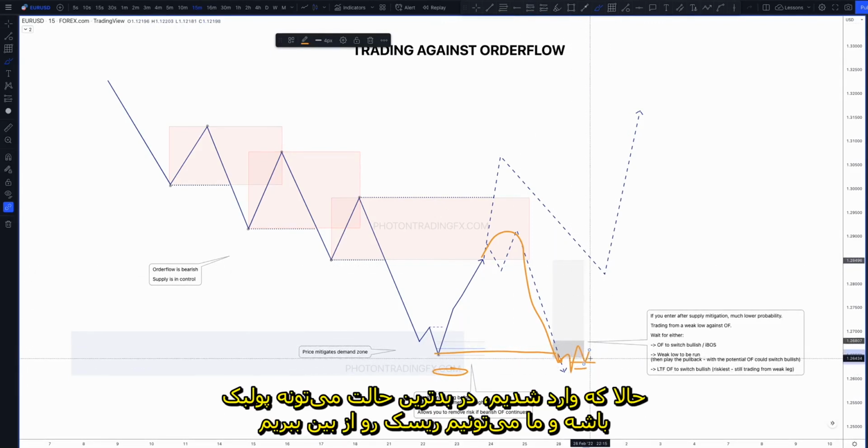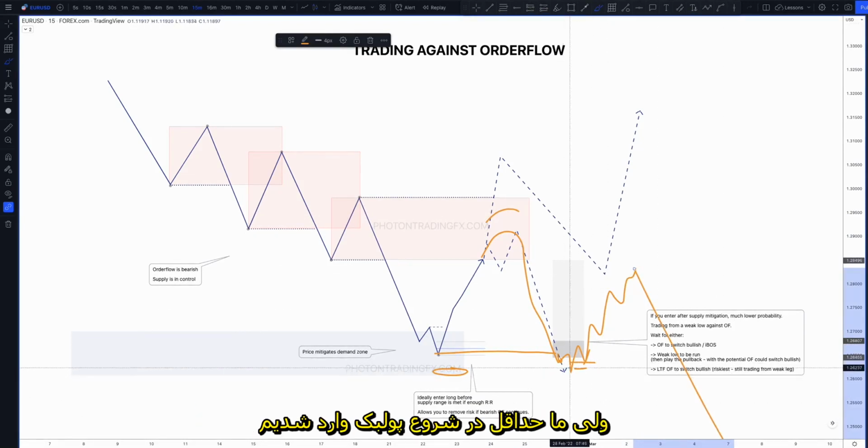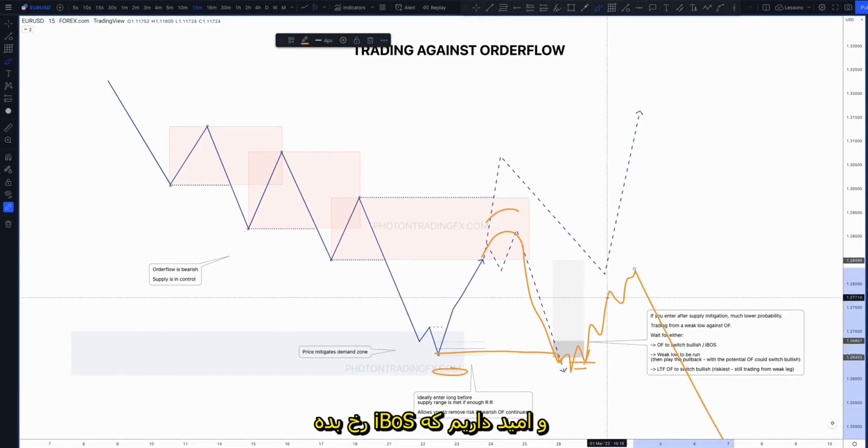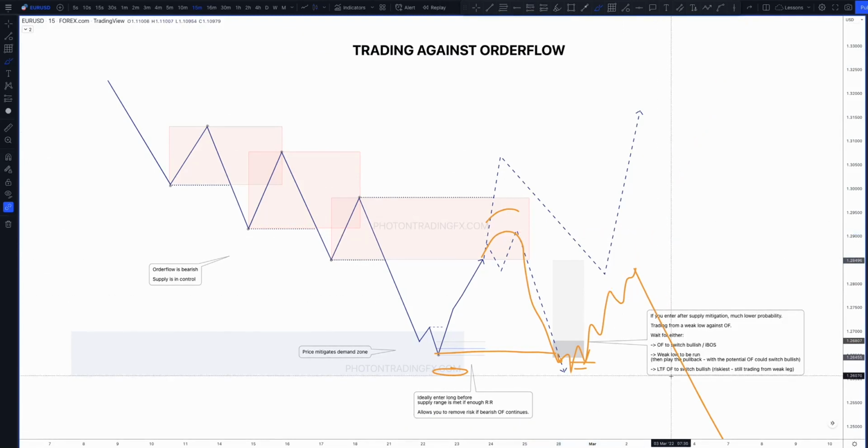Now, not worst case scenario, but let's just imagine it's just a pullback. At least then you can remove your risk. Maybe that internal lower high stays and it continues, but you've got in at the start of that pullback that you're hoping is going to turn into the IBOS. Right, so that's your second option.